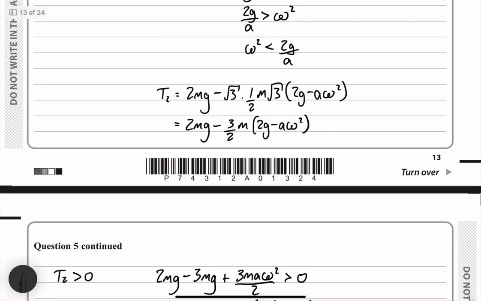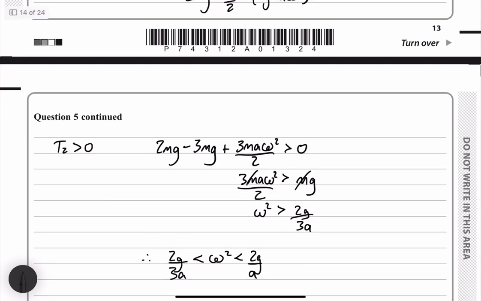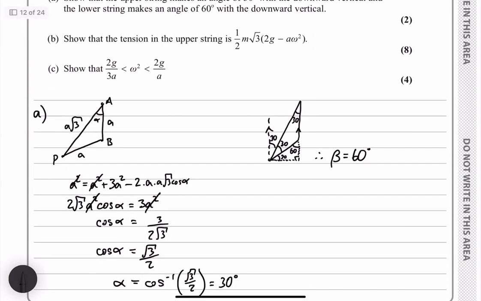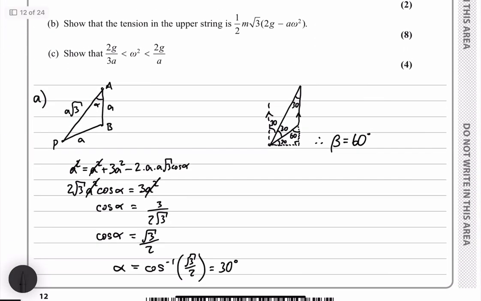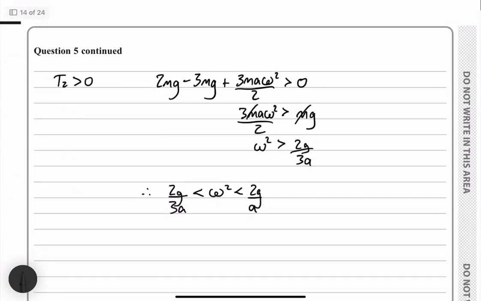But from the previous one we also said omega squared must be less than 2g over a. And again, hopefully that matches what they've told us. 2g over 3a, 2g over a. Yes. That's part C finished. Question 5 finished. On to question 6.